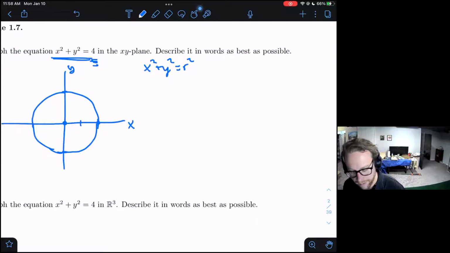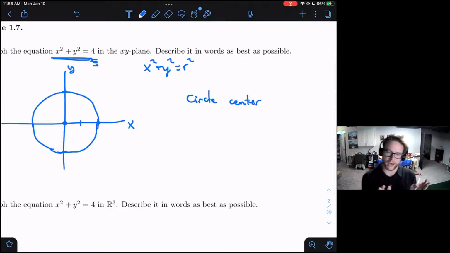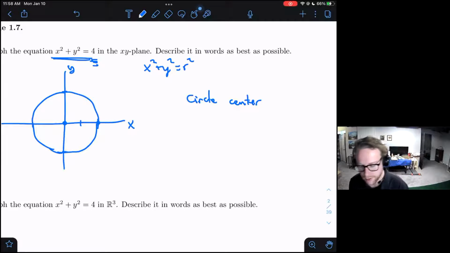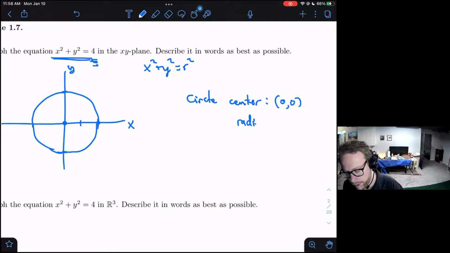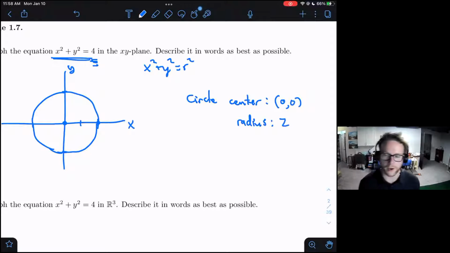So I can sketch it pretty fast and I can describe it. Again, this is a circle. And with circles, the two parameters you're usually interested in are where the center is and what the radius is. So the center is 0, 0. And the radius is going to be 2.